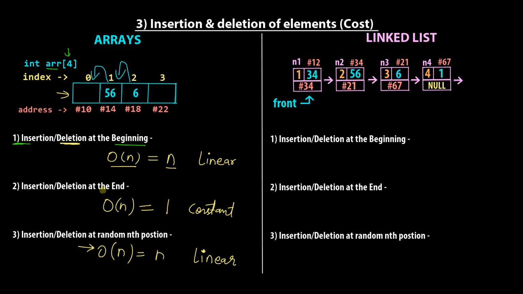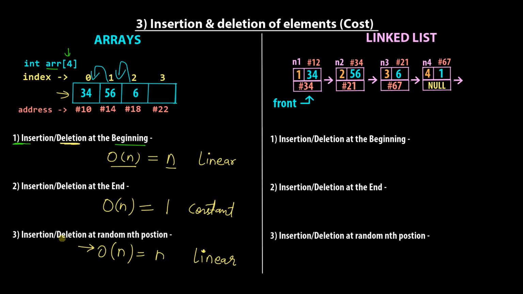Similarly, deletion at the end will not require any extra overhead. So again, let's say we have one value 75 over here and you want to delete it at the end, you simply go to that place and you delete it. Do you have to make any switches to the existing elements? No. So deletion at the end requires constant time.